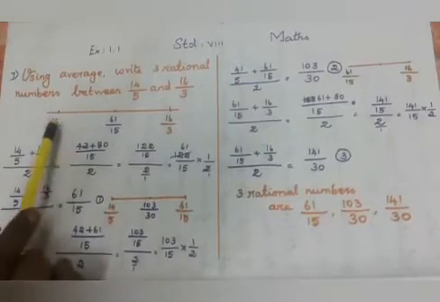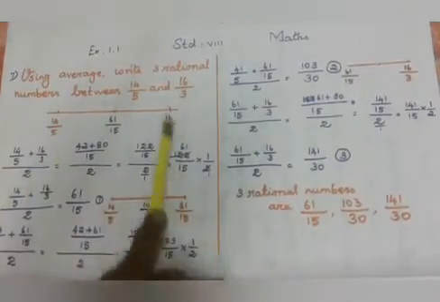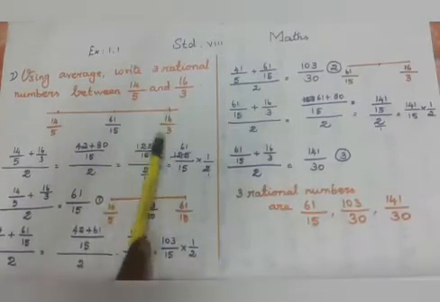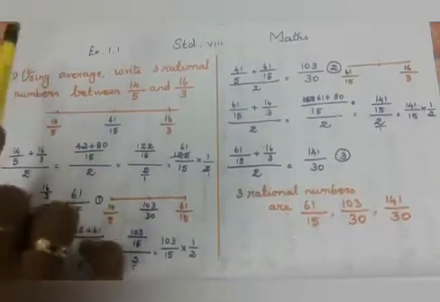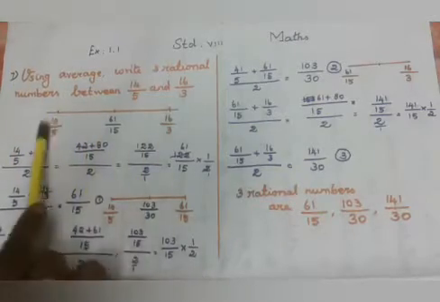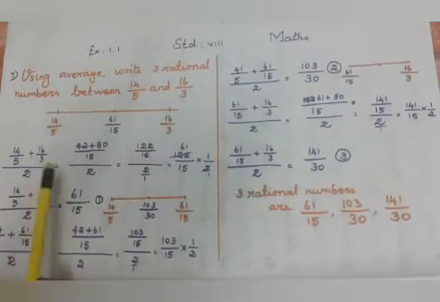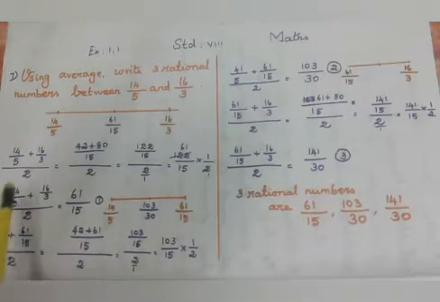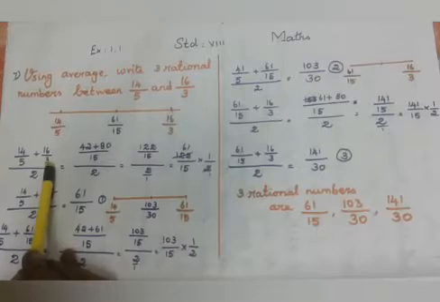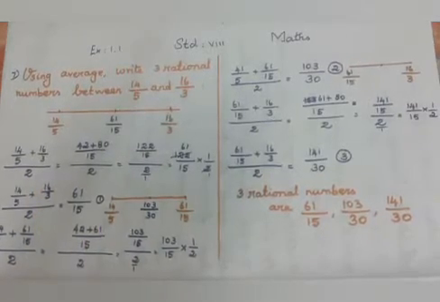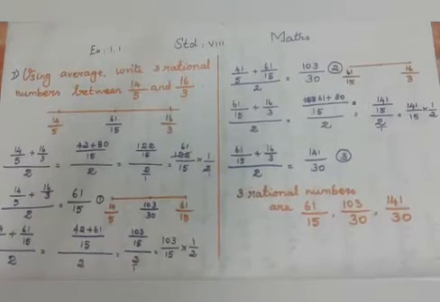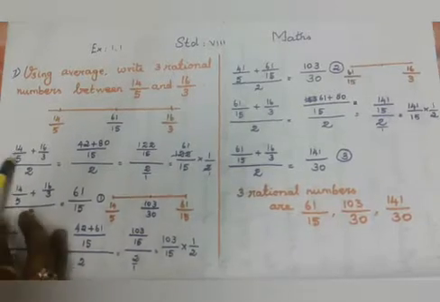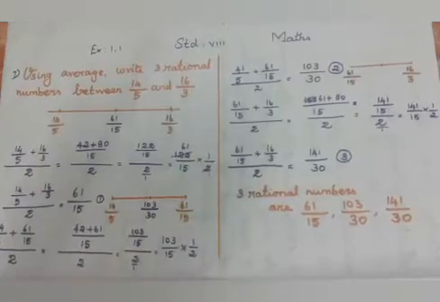Okay, so first 14 by 5 and 16 by 3. In between the gap we have many numbers, but here it is asking using average only. So add these two numbers and divide by 2: 14 by 5 plus 16 by 3, divided by 2. Here the denominator is 5, here 3, so we cannot add these two numbers directly. How do we add? You already learnt in fractions, no? First we make the denominators the same.